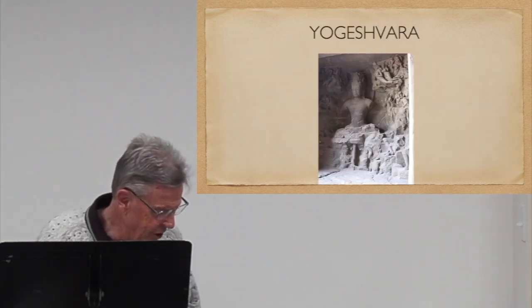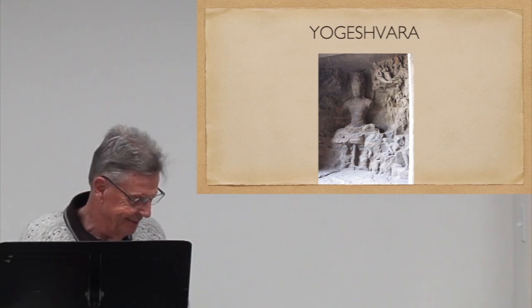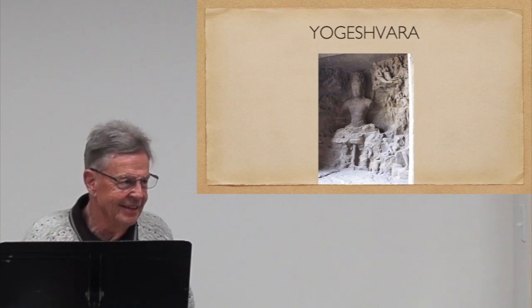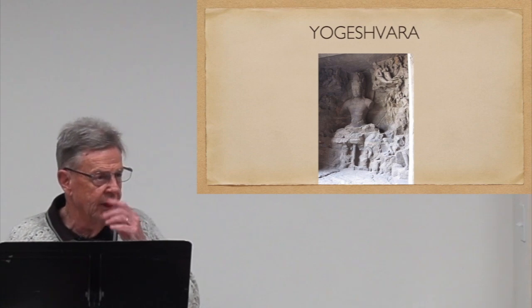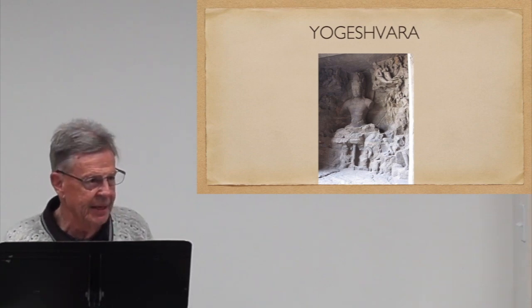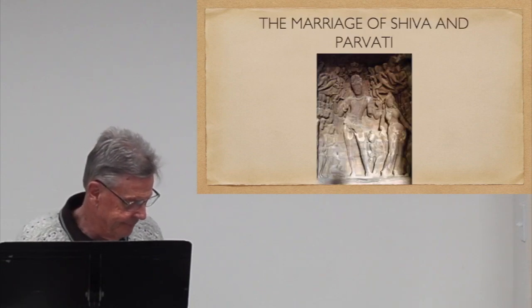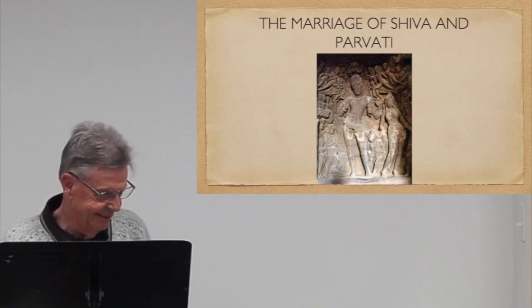This is known as the Yogeshvara. It's Shiva in meditation. He's sitting lotus, although his legs are missing here, and his arms as well. But the statue's really dilapidated. The marriage of Shiva and Parvati.